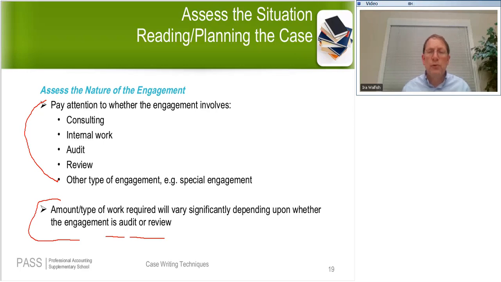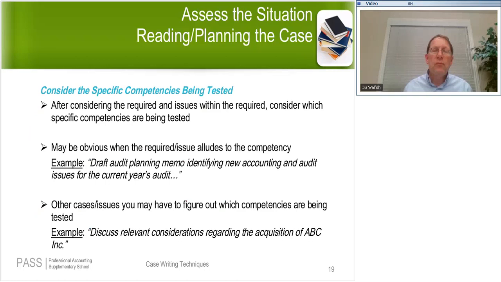The problem is number two. What if they say, discuss relevant considerations regarding the acquisition of ABC Inc.? People, which competency is that in? Don't bother answering. You're going to write down all six. If I'm buying a company, can't I give you accounting issues? Can't I give you management accounting issues? Maybe transfer pricing between the two companies? What about tax issues? For sure, I'm buying the companies. I buy the assets or the shares. Audit issues. Am I relying on another auditor? How am I going to audit the assets I'm buying?